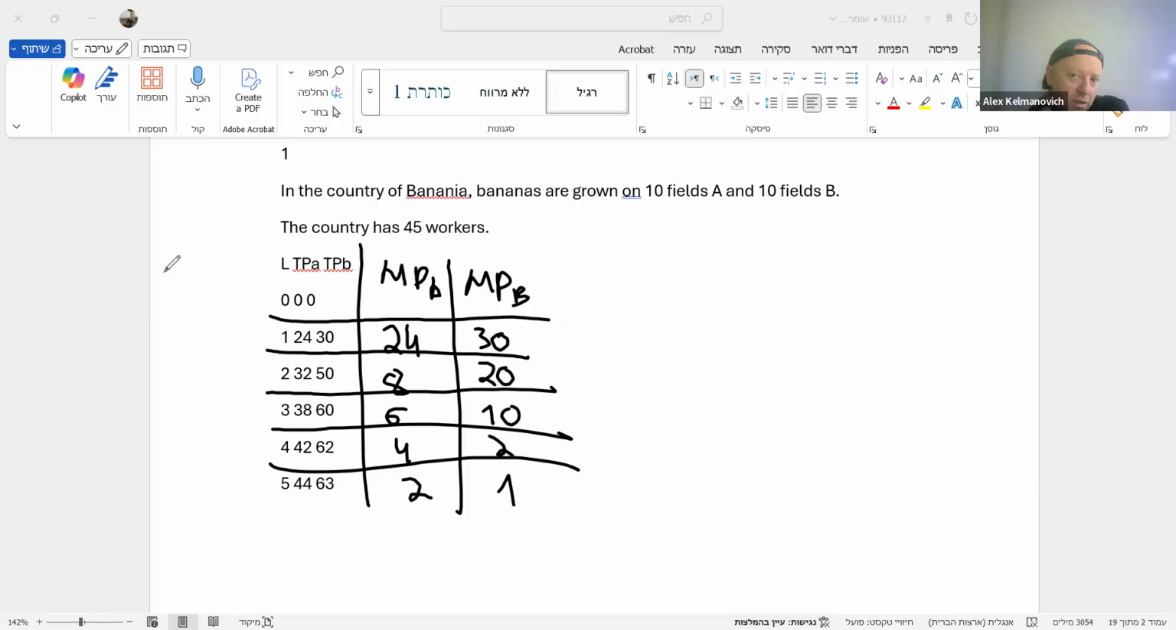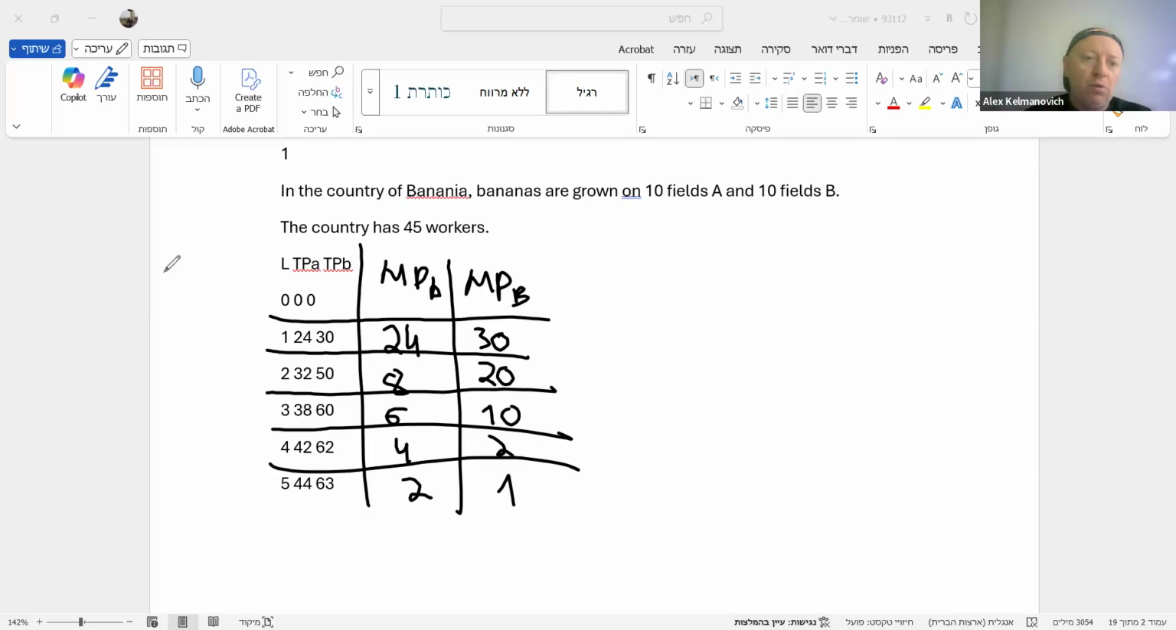Okay. Now we have 10 fields A, 10 fields B, and 45 labors. So let's allocate these 45 workers on the fields. Because we have 10 fields of every type, we allocate them by groups of tens.